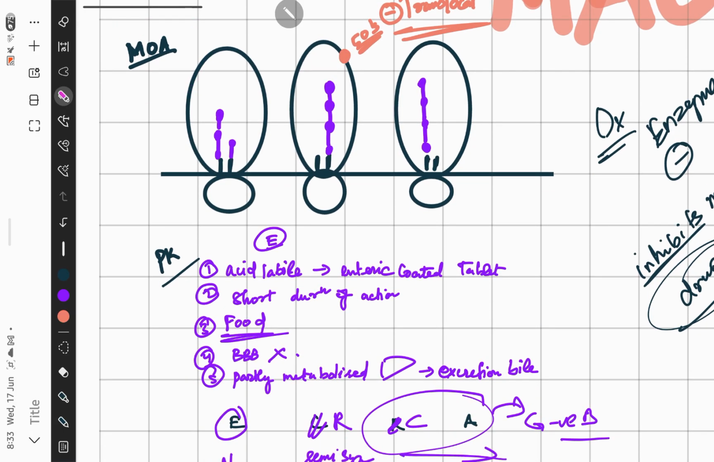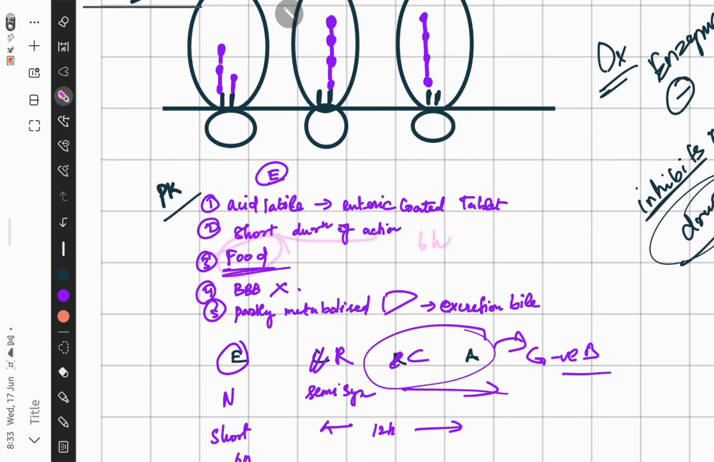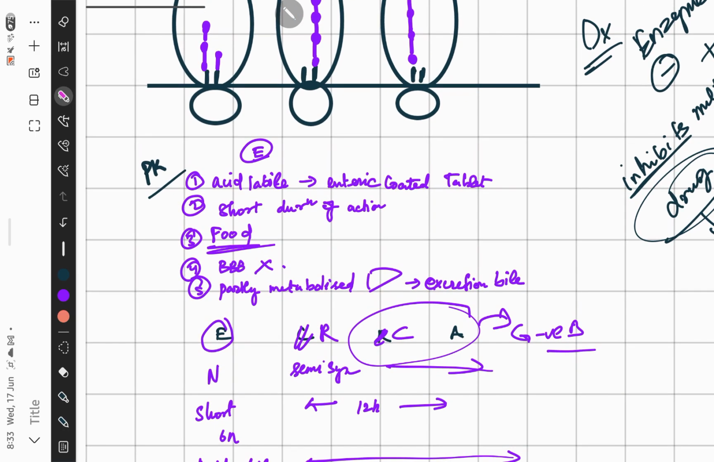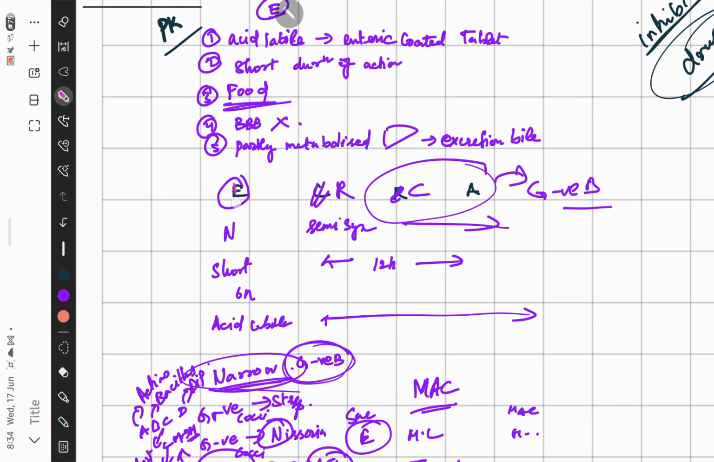Let's go to pharmacokinetics. Erythromycin is acid labile, so it is given as enteric-coated tablets. For erythromycin, it has a short duration of action, about 6 hours. Food delays the absorption. It cannot cross the blood-brain barrier. It is partly metabolized and excreted in bile, so it is safe in renal failure. Now let's talk about the other drugs.